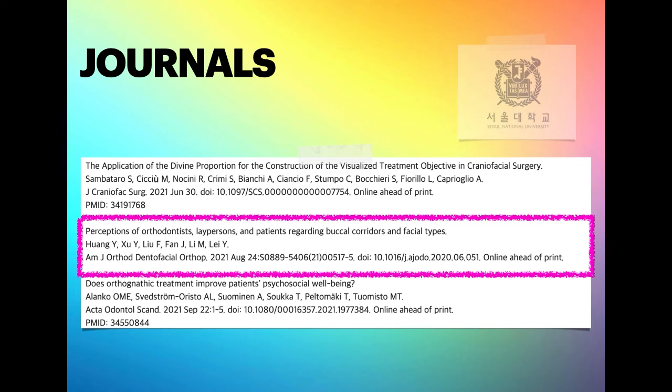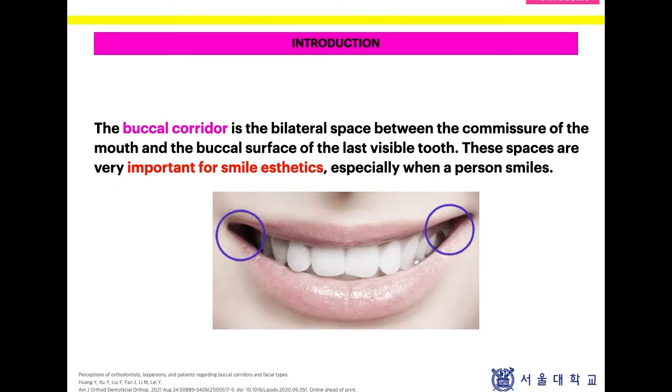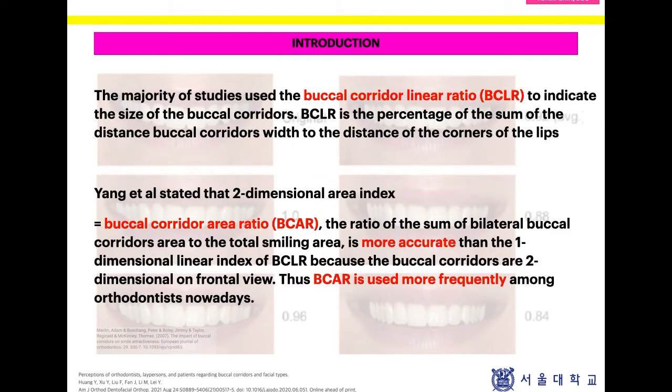So there is a second journal that I'm going to review, which is called Perception of the Orthodontist, Lay Persons, and Patients Regarding Buccal Corridors and Facial Type. The buccal corridor is a bilateral space between the commissure of the mouth and the buccal surface of the last visible tooth. These spaces are very important for smile aesthetics, especially when the person smiles.